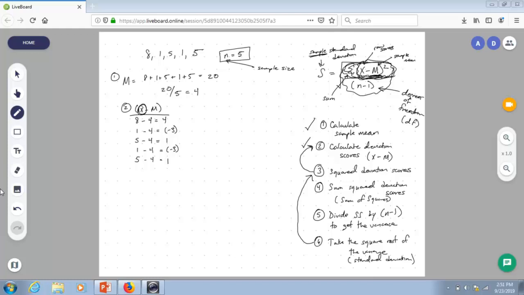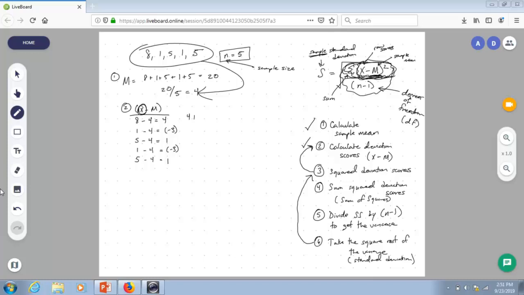Now, many people would say if we want to know the average distance that all of these numbers are from this mean, then it would make sense to just add all of these up and then divide by the sample size. After all, that's how you would go about calculating an average. However, you would run into issues if you tried to do that.